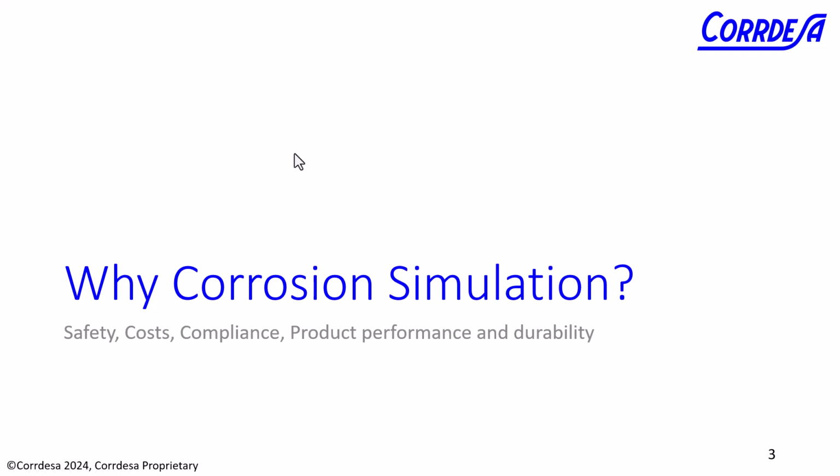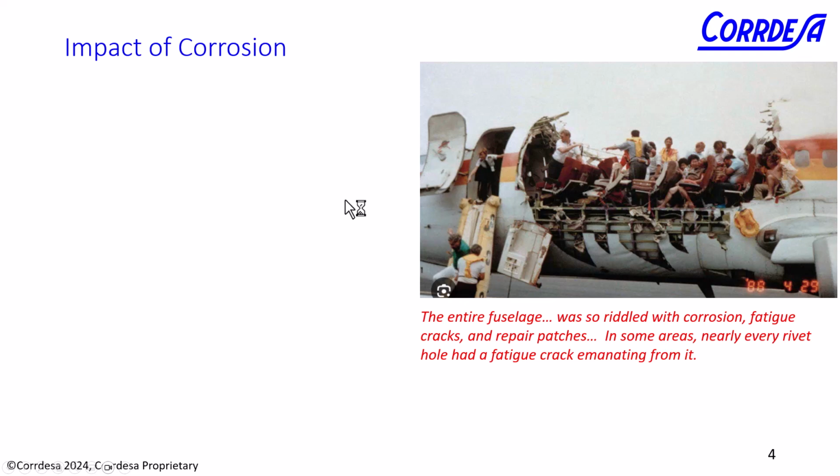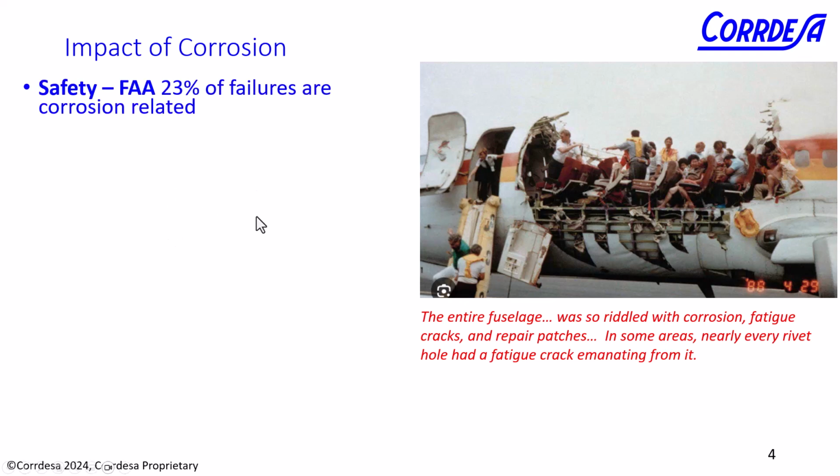Well, it's all about safety, cost, compliance, and obviously performance and durability of your product. Safety issues, for instance: in the past there have been issues of corrosion starting around fasteners and then ensuing fatigue and cracks and so on. We have here an example of a fuselage that was ripped apart due to corrosion. In fact, the FAA has reported that 23% of failures are related back to corrosion.